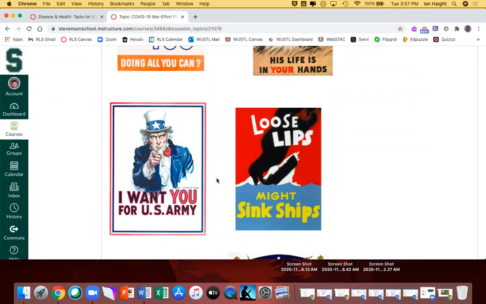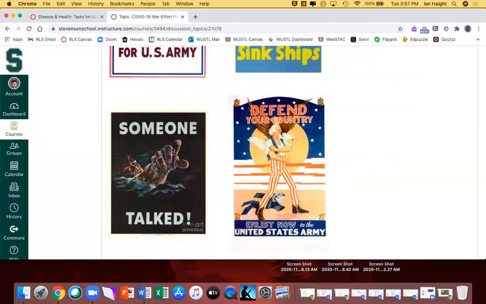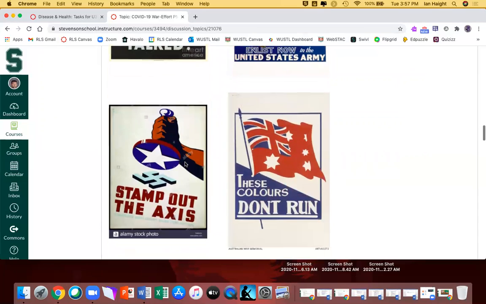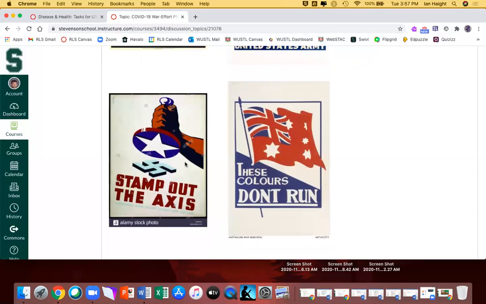Like kind of saying more than you should, or like spying, stuff like that. Yeah, so like writing a letter or talking to people, everyone was afraid of spies or overhearing about troop movements and ship locations and times. This was a big thing, right? I love this one. Someone talked, and the guy's pointing right at the person looking at the poster. So again, a lot of stuff encouraging buying war bonds, getting involved in the war effort.